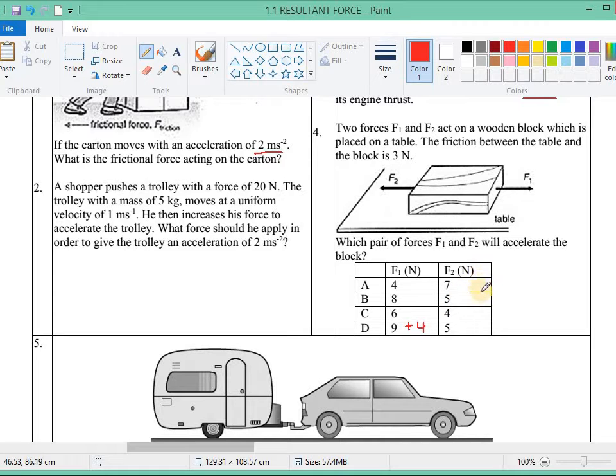Okay, so if you want to calculate the resultant force, we can do like this. F, the resultant force for D. We take F1, which is 9, plus F2, which is negative 5, plus the friction. You see, the extra force is to the right, so it is positive. The bigger one is positive. So the friction will work in the opposite direction, so the friction will be negative 3. So what we get is negative 8. So 9 plus negative 8, we get positive 1 newton. So this will be the resultant force, 1 newton. So this 1 newton will make this wooden block accelerate. Okay?